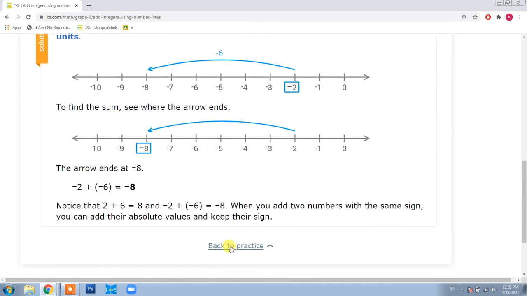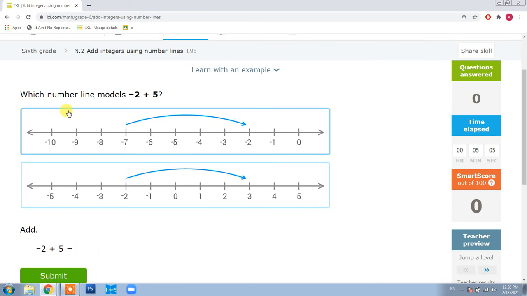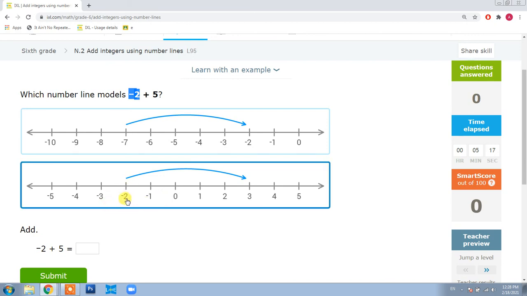Okay, now let's practice some more skills. This is: which number line models this? First you need to identify. The first number is -2, so we have to pick the number line which is starting from -2. So this number line is starting from -2. Now how many steps do we need to take? 5 steps. And since this 5 is a +5, we need to go in the right direction. So 1, 2, 3, 4, 5. This number line is representing the expression -2 plus 5. And finally, this arrow ends at +3. So the answer should be +3.